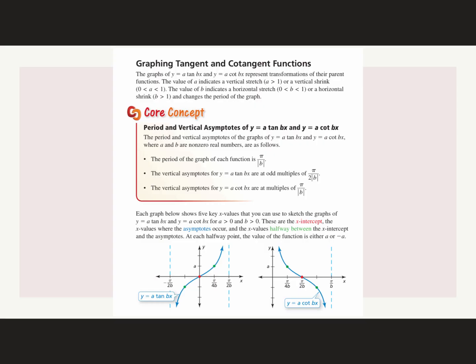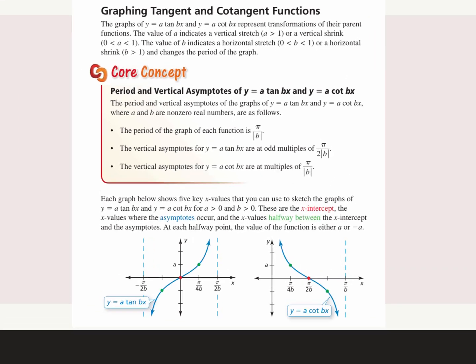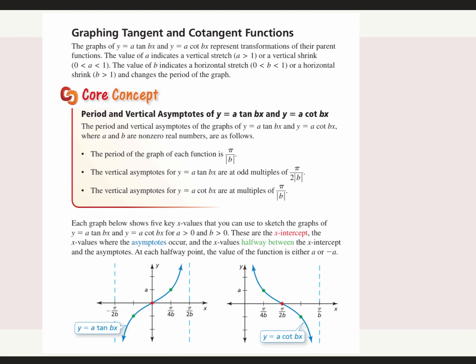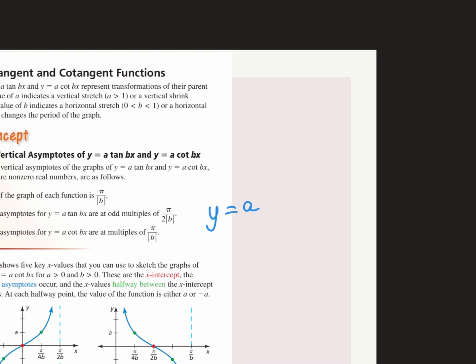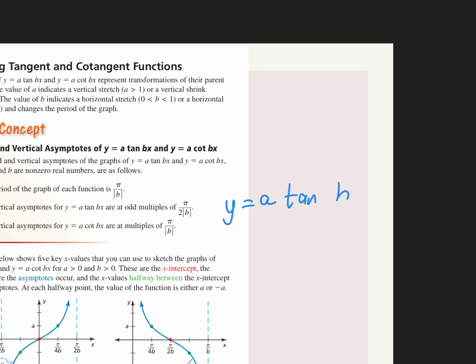All right, let's talk about how to do this and what to do. We're just talking about tangent. So I'm going to say y equals a tan of bx. What is a? What was a yesterday? Amplitude, how high and low. We're going to equate a with y values. You'll see what I mean by that in a second. It's how high and low your key point's going to go.